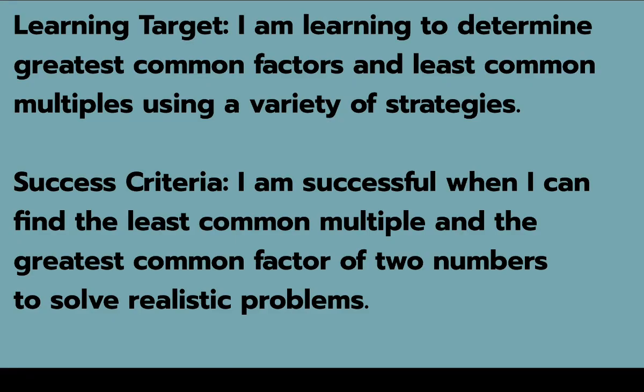Our learning target: I'm learning to determine greatest common factors and least common multiples using a variety of strategies. Success criteria: I am successful when I can find the least common multiple and the greatest common factor of two numbers to solve realistic problems. We're going to learn how to find the greatest common factor and the least common multiple, and I'm going to teach you one strategy to use for both topics.